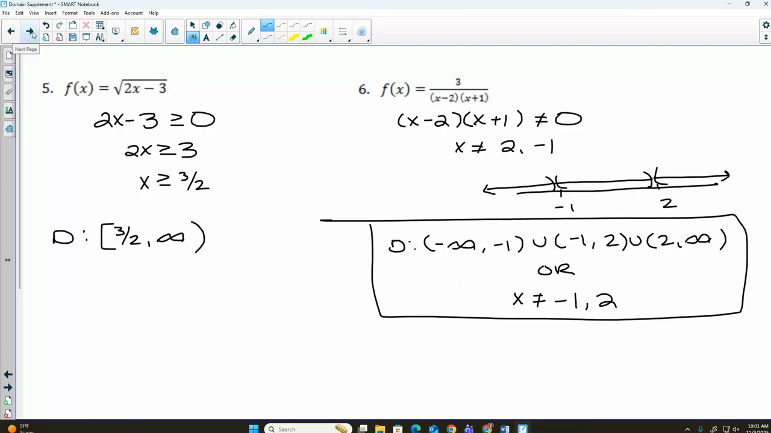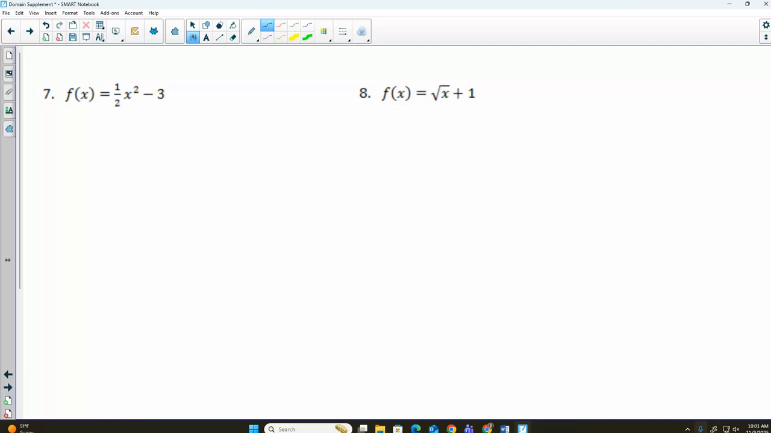I want you guys to try a couple. Number 7. We have a fraction. In a fraction, we know the denominator can't be 0. So my denominator is just 2. So 2 can't be 0. Do we have to worry about that? No. So what's my domain?